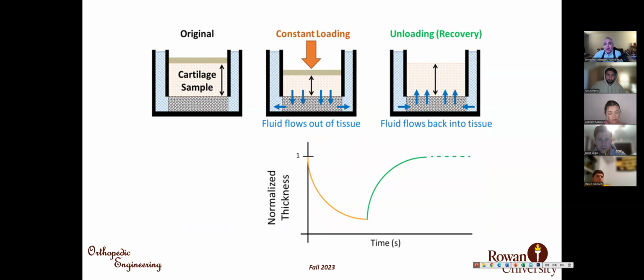I said cartilage is viscoelastic tissue. And like viscoelastic tissue, it has gradual deformation. When you apply the load, it gradually changes. And when you release the load, it gradually returns to its original shape.